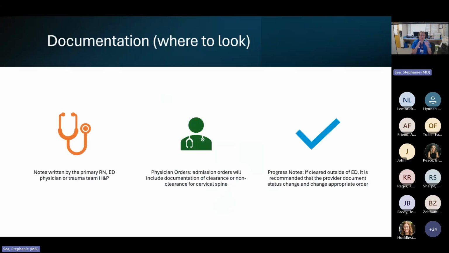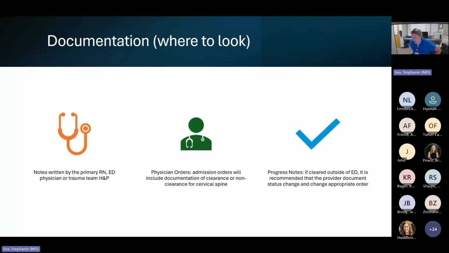Where in the chart do I find that a physician, trauma surgeon, or neurosurgeon has appropriately evaluated and cleared the patient is often a question or concern, or we'll get called and asked, hey, is this cleared? And we're like, yeah, it was written here, look here. So it can be written in notes. The primary RN, especially in the ED, is perfect. They will write little snapshots as we come into the trauma bay, and they'll say, trauma surgeon Stephanie C at bedside, cervical spine cleared. So that's one way to look.